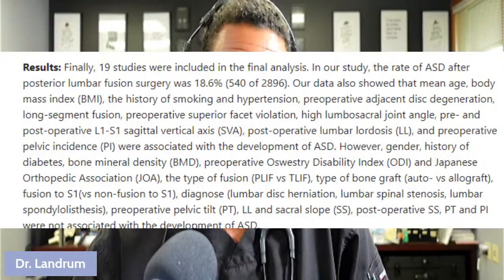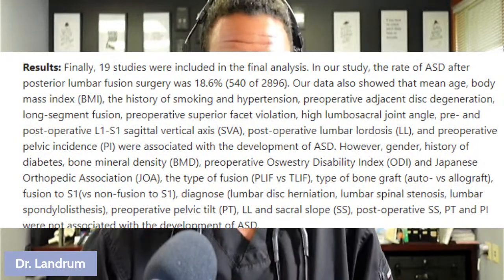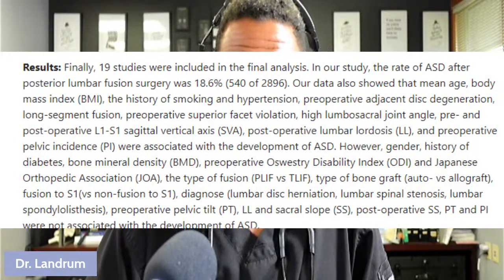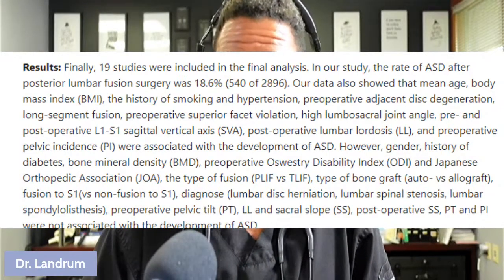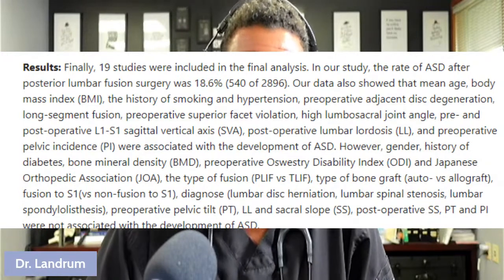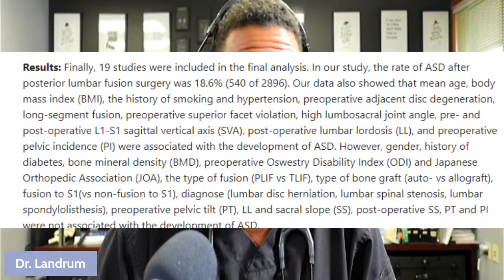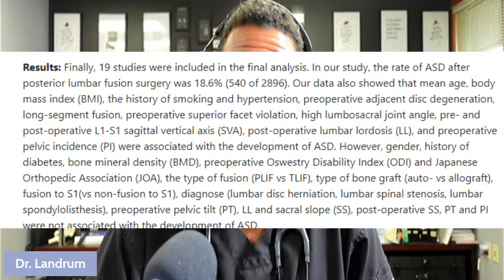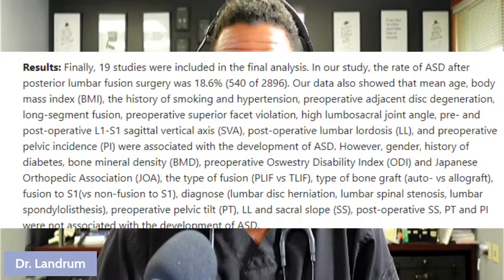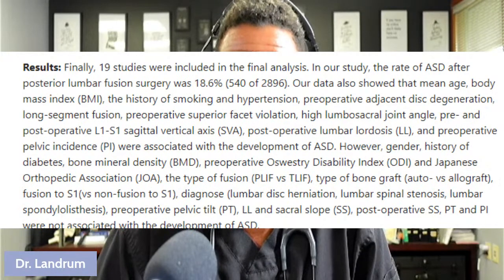So what this paper ended up showing is that they looked at 19 studies and found that the rate of adjacent segmental disease in their analysis, about 540 out of 2,896 procedures, was 18.6%. If you remember, I quoted a number of 5 to 15. So they had a much higher number, and I think the surgical data is really skewed across that.